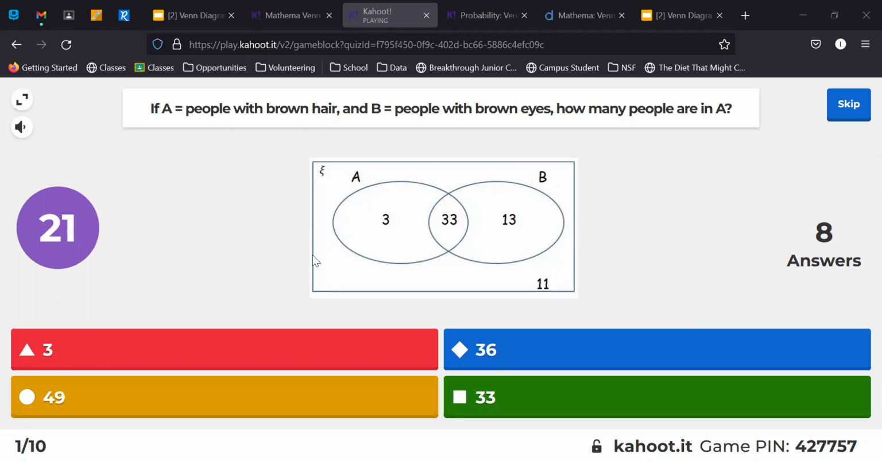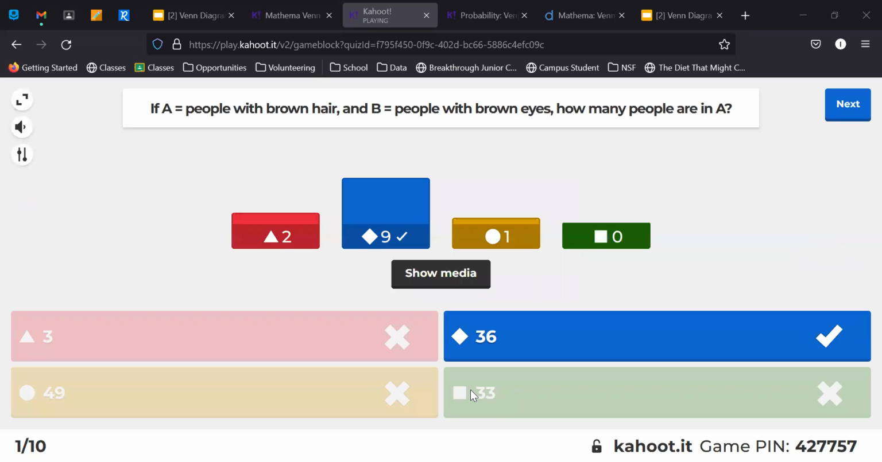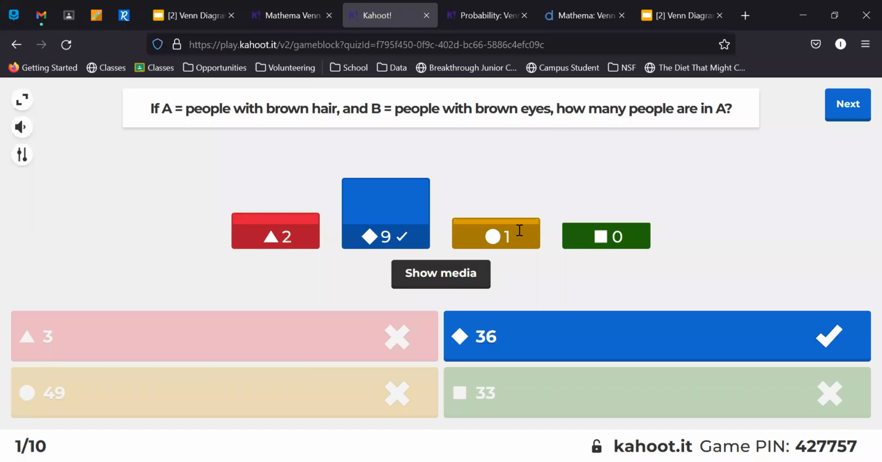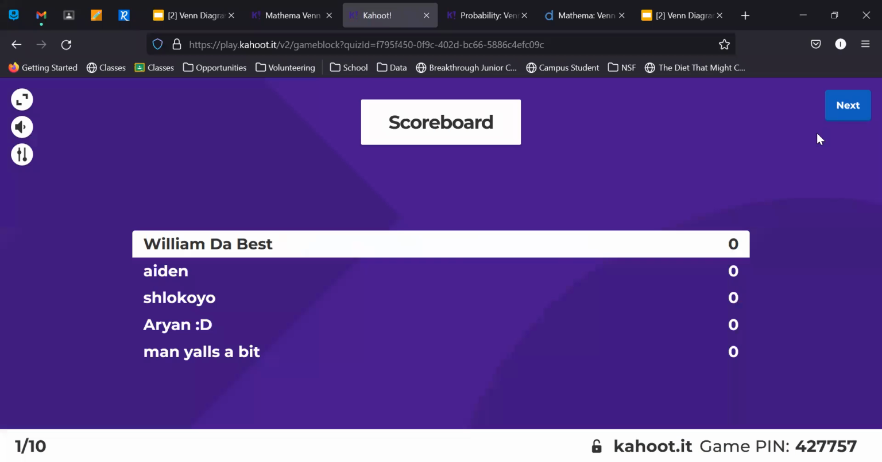And by NA, it means the total. Yeah, it's 36. So in A, we have 3, we have 33. Yes, so as Shlok said, 33 plus 3 is 36. Yeah. Good job, William.